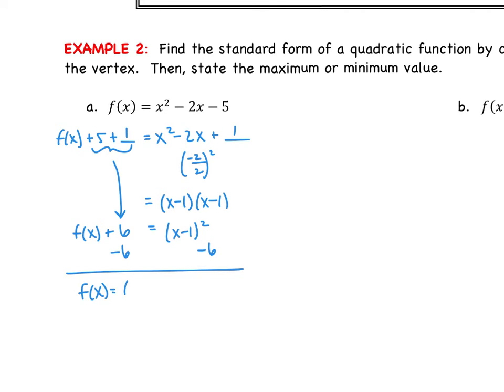So we get f of x equals the quantity x minus 1 squared minus 6. So that is our final answer. That is our quadratic in standard form or vertex form. This initial equation in black and this equation that I just boxed represent the same quadratic or the same parabola. The question asks us, though, for the vertex and the maximum or minimum value.